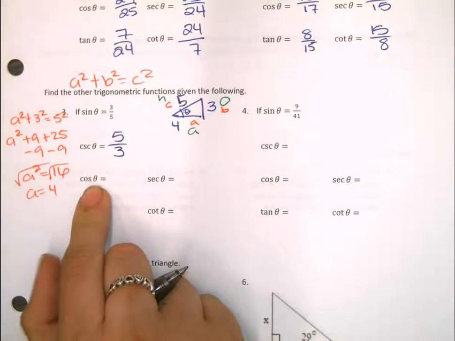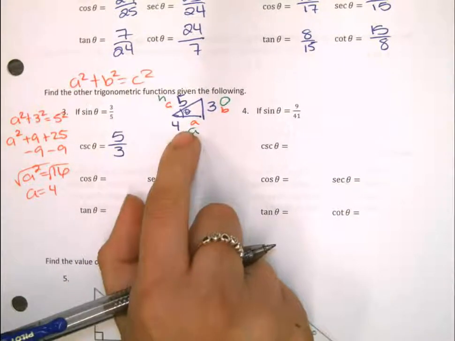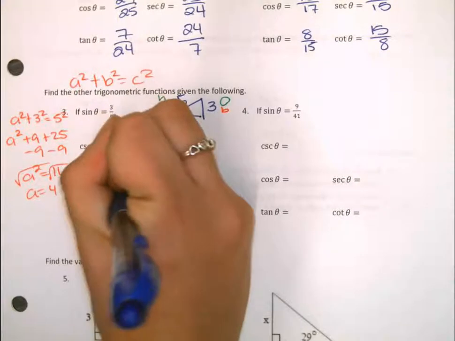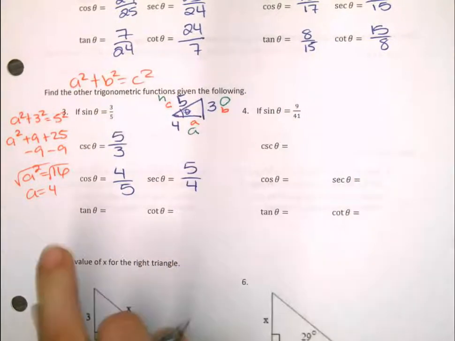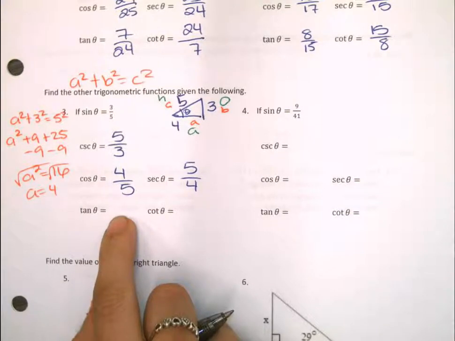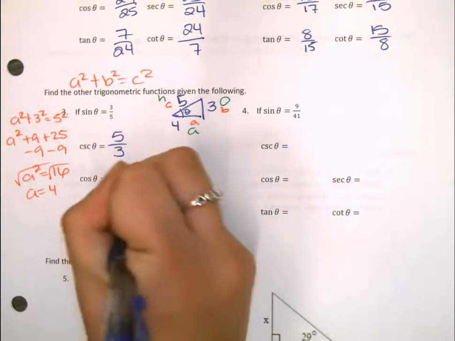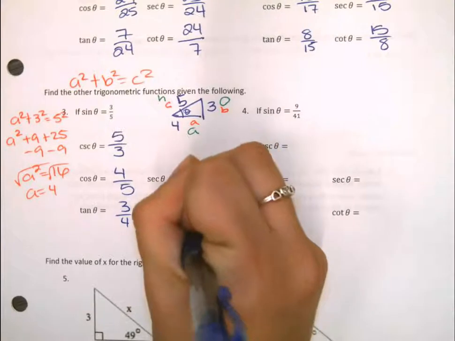Cosine is adjacent over hypotenuse, so adjacent is 4 over hypotenuse is 5. Secant goes ahead and flips them, so I get 5 over 4. Tangent is opposite over adjacent, so 3 over 4. Cotangent flips them, so 4 over 3.